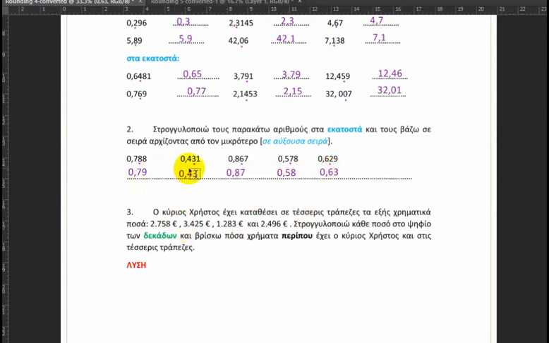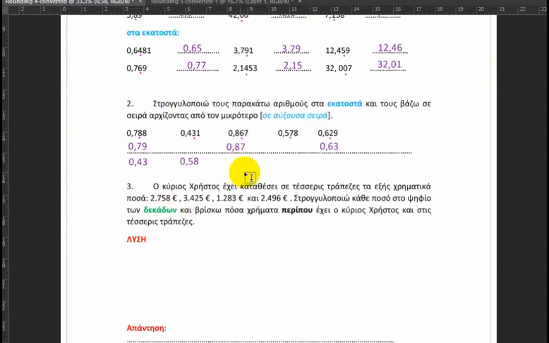The smallest one is this one. Then we have this one. Then we have this one. This one. Lastly, this one. All right. Let's move 0.63 up a bit. There we go. All right.